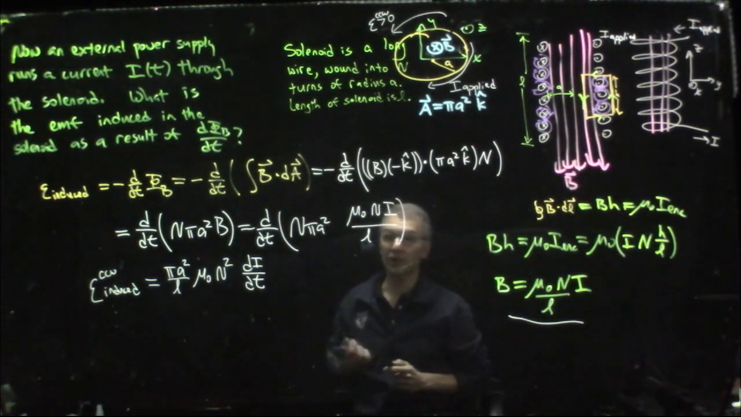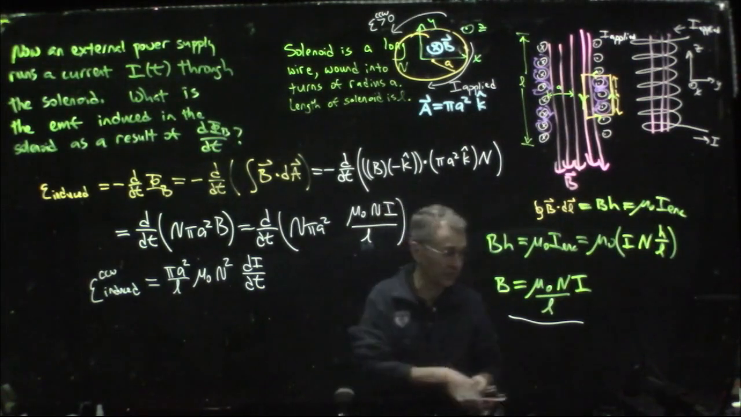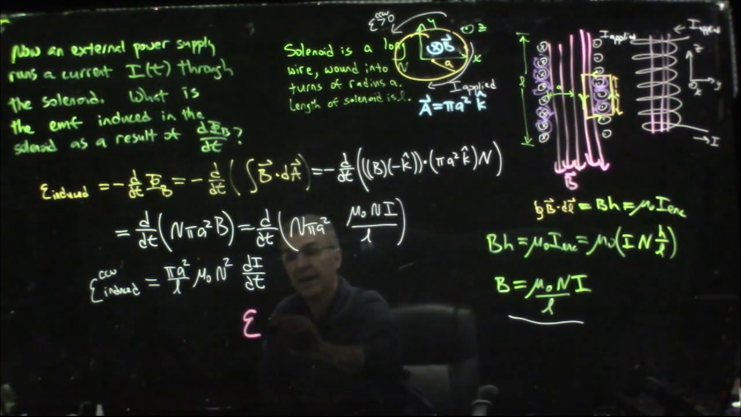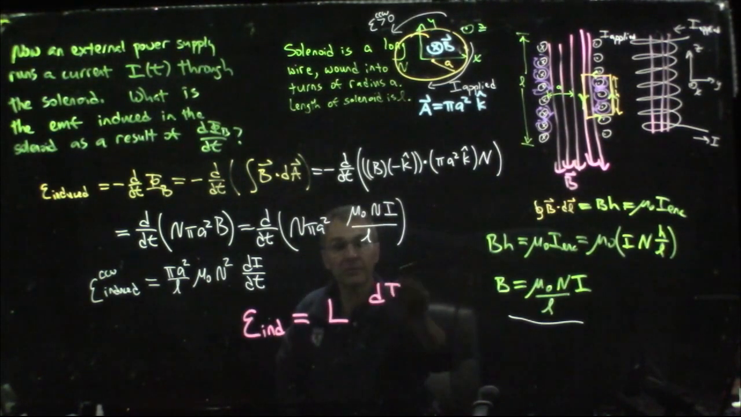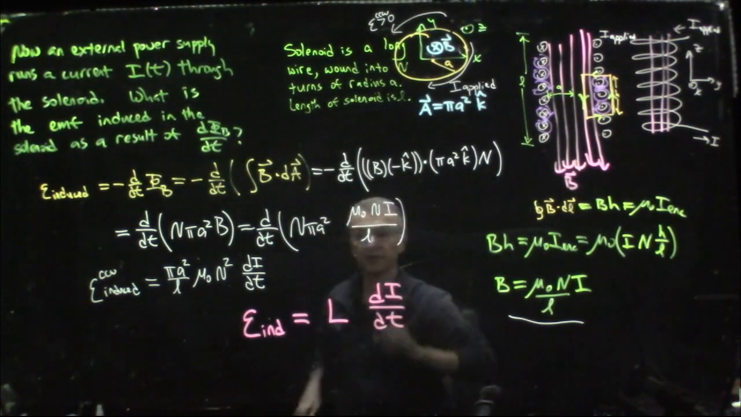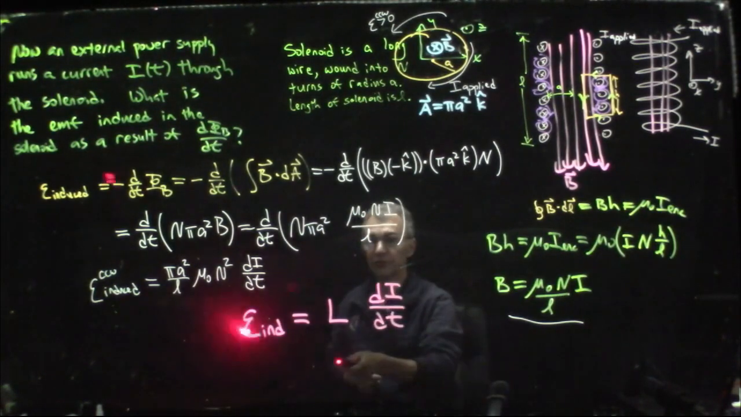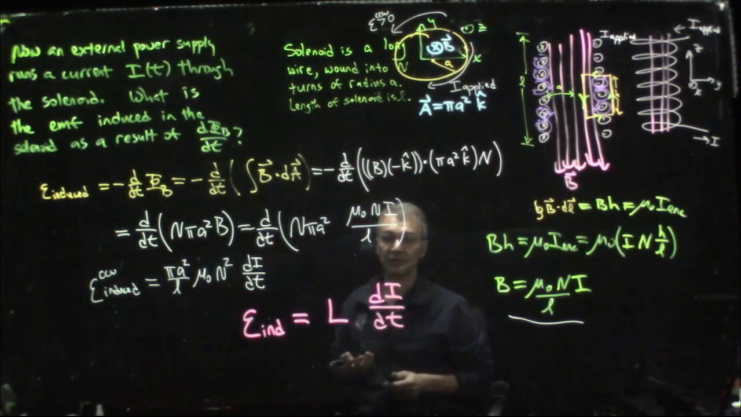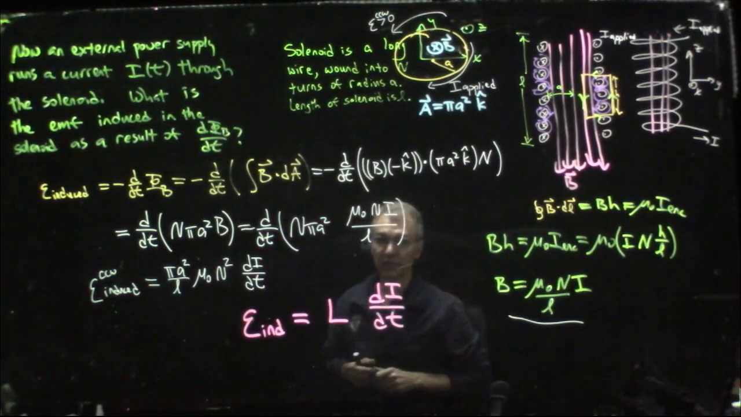The next part of this problem wants us to then write this in terms of inductance. So we know that the magnitude of induced EMF is this factor L that we call inductance times the rate of change of current. We often write a minus sign here to indicate that the induced EMF is opposing this change in current. I won't write the minus sign here. We'll work out the sign from understanding that the effect should oppose the cause.